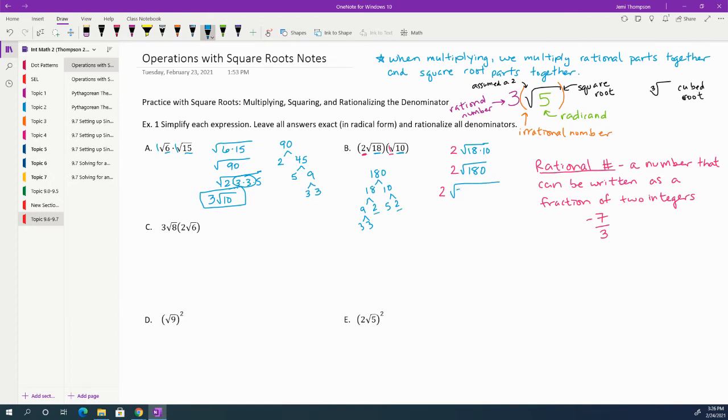I've got 2 2s. I've got 2 3s and a 5. I've still got this 2 in front. And now as I go through, I have a pair of 2s. So I bring it out. I have a pair of 3s. I bring one out. And I'm left with a 5 inside. So all said and done, 2 times 2 times 3, let's see, 4 times 3 is 12. I'm left with 12 square root 5.